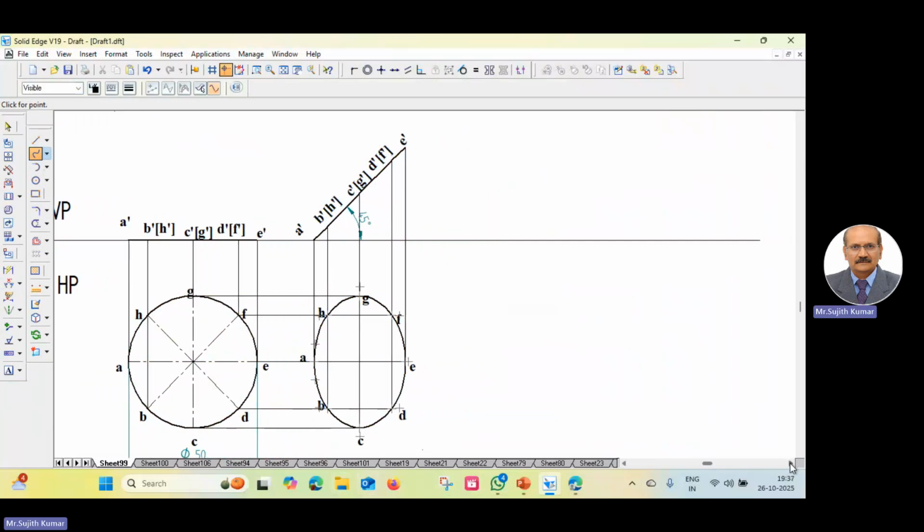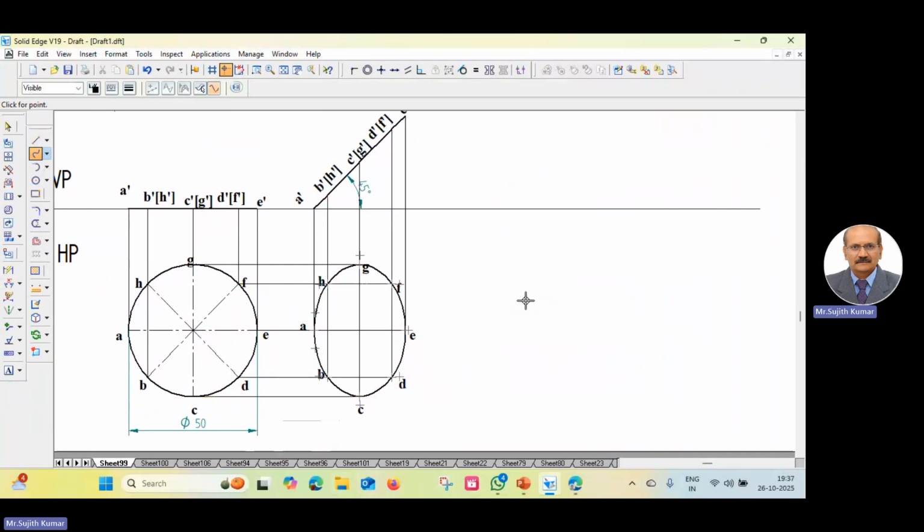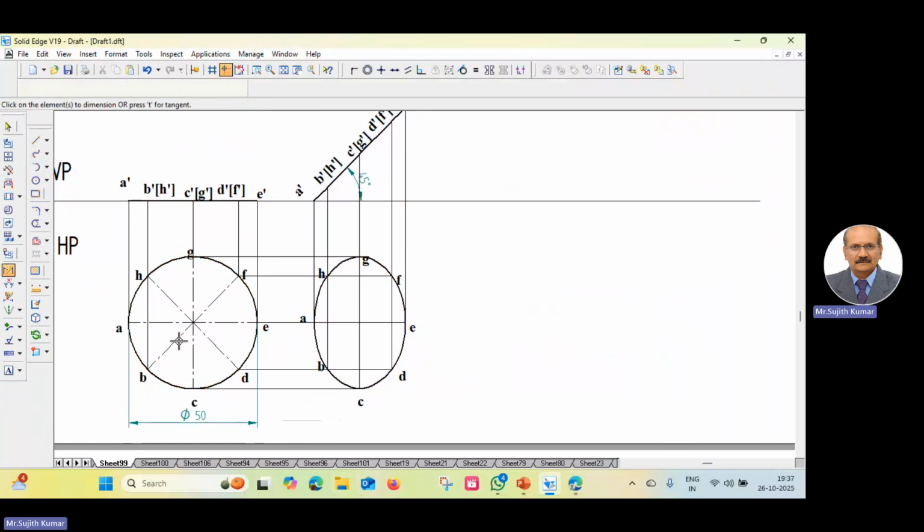The diagonal is inclined at an angle of 30 degree to VP. 30 degree to VP means it appears below the XY line where HP is there. But the diagonal is changing its length. See, this is the diagonal AE. Let me trim this. 35.36 is the length now. The original length is 50 and it has become 35.36, meaning the reference here is taken as diagonal and the diagonal is changing its length.